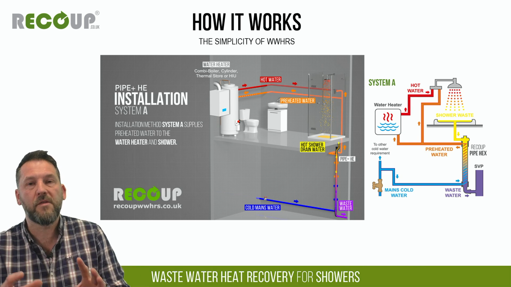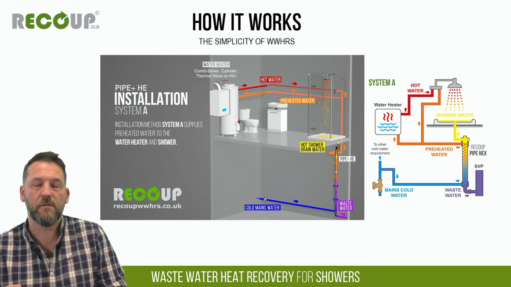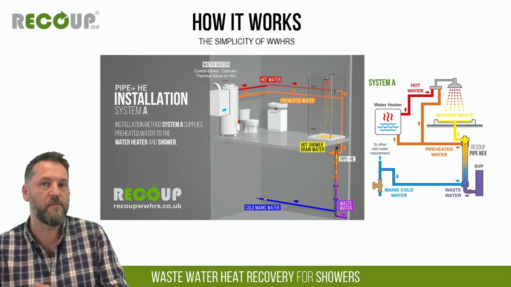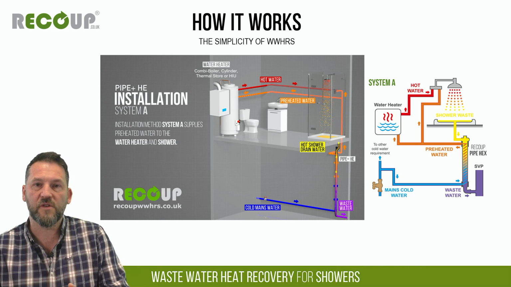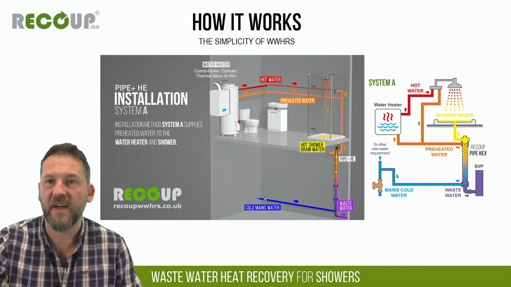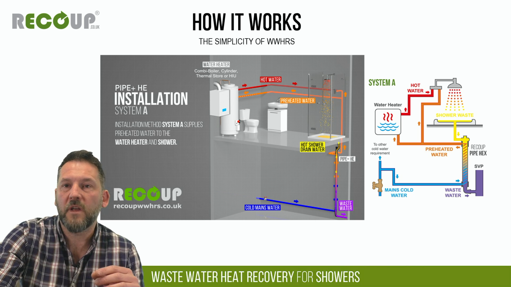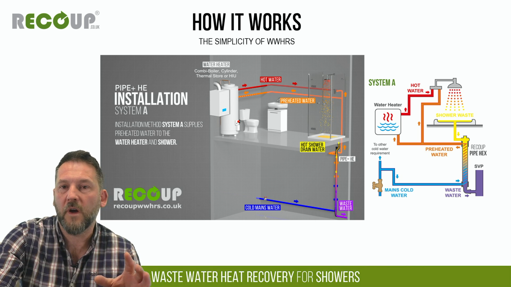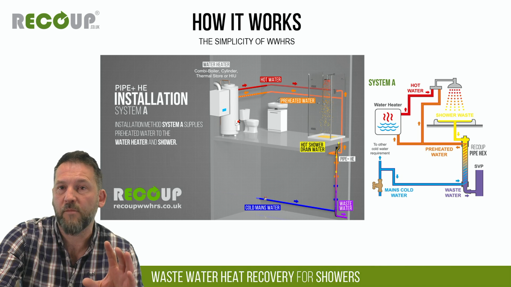However, there are 3 SAP recognised installation methods which are called System A, System B and System C. And we'll just take a little look at those with these schematics here. So we're looking at the same arrangement here, cold water main going in at the bottom, coming out preheated. Then from there, System A, System B and System C are concerned with where we send that preheated water. So System A is the most efficient method of installation.